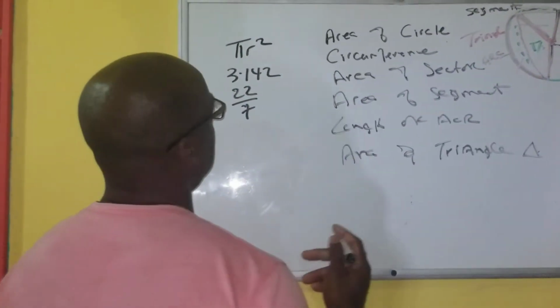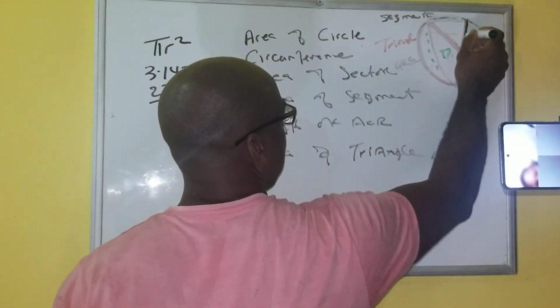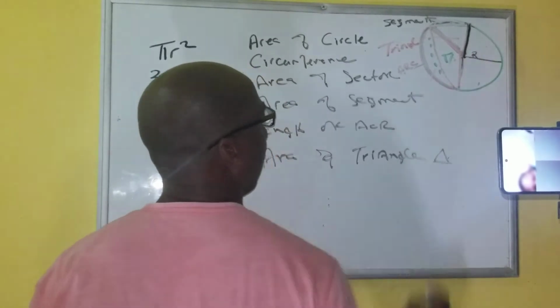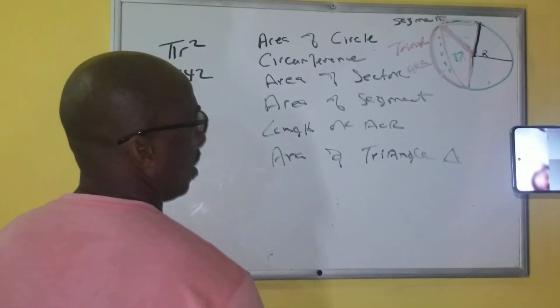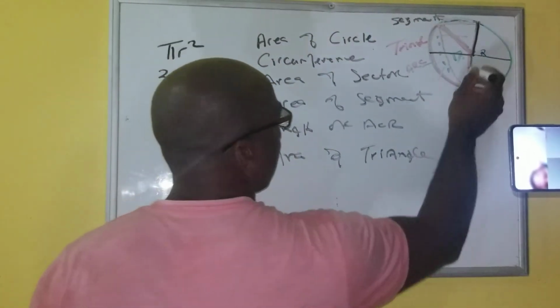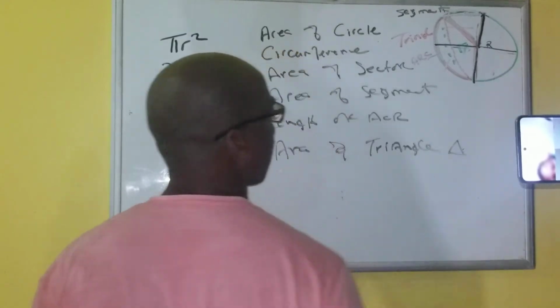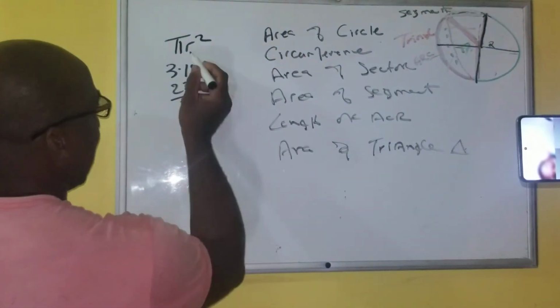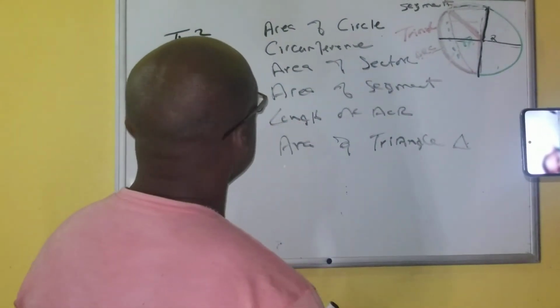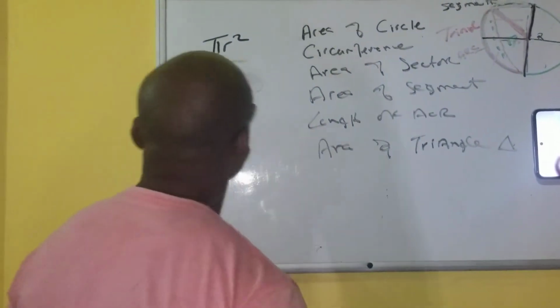And note again, the r is the radius. Again, the radius goes from the arc down to the center of the circle, that's the radius. Any one, anywhere you go, is a radius. But the entire one is the diameter. Alright? So the area of the circle is pi r square. Okay?